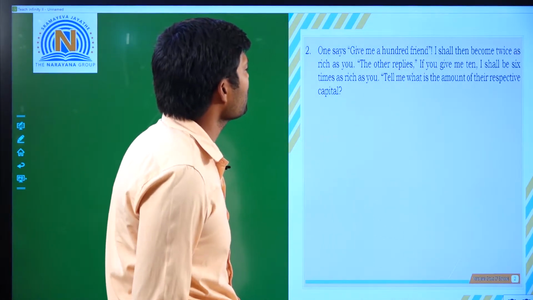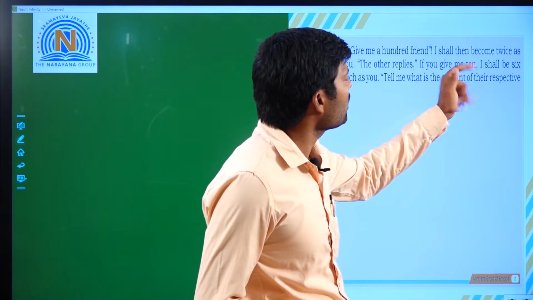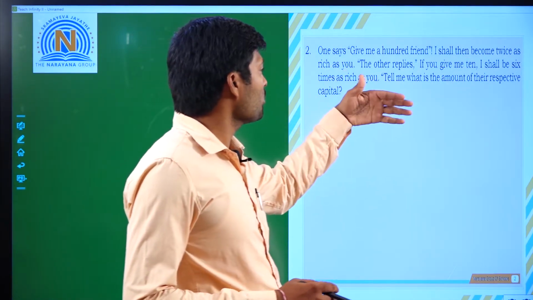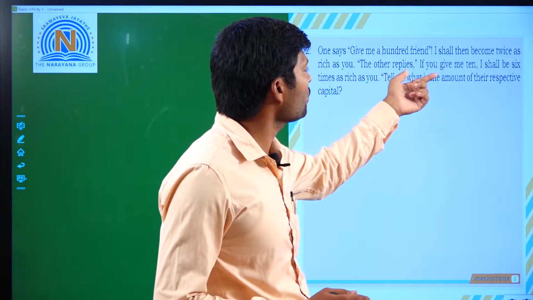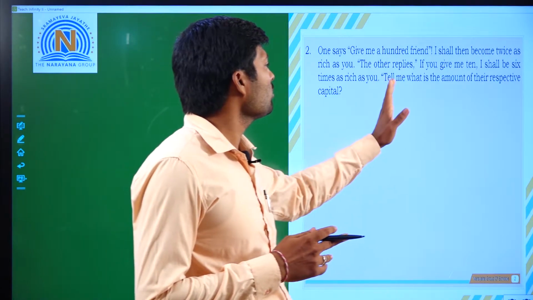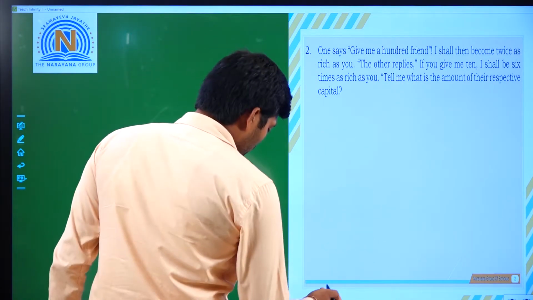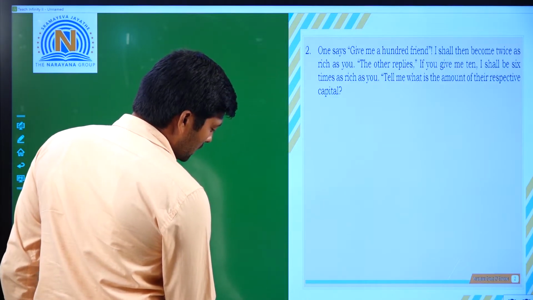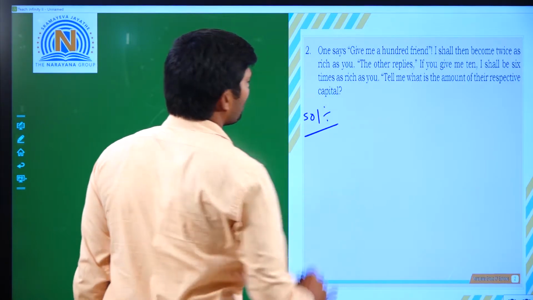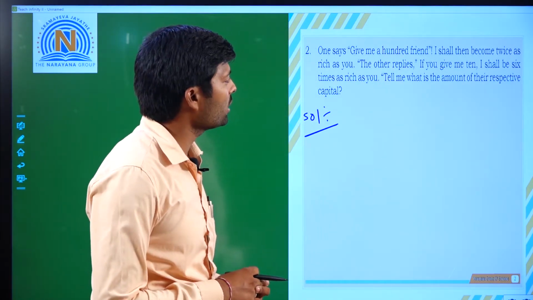One says, give me 100 rupees, friend, and I shall then become twice as rich as you. The other replies, if you give me 10, I shall be 6 times as rich as you. Tell me the amount of their respective capitals. For this discussion we have to represent it in equation form. This is also a word type of problem. This can be solved by application of pair of linear equations in two variables.